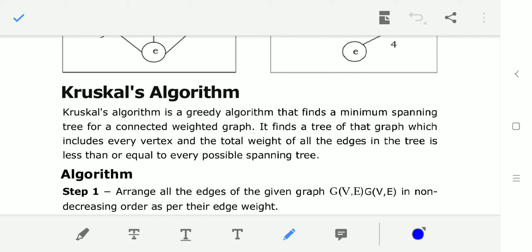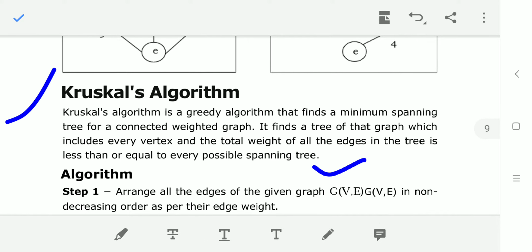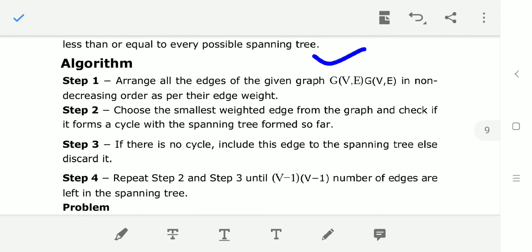Next is Kruskal algorithm. Kruskal algorithm is a greedy algorithm that finds a minimum spanning tree for a connected weighted graph. It finds a tree of that graph which includes every vertex, and the total weight of all the edges in the tree is less than or equal to every possible spanning tree. This is the algorithm. You can easily understand by following steps.